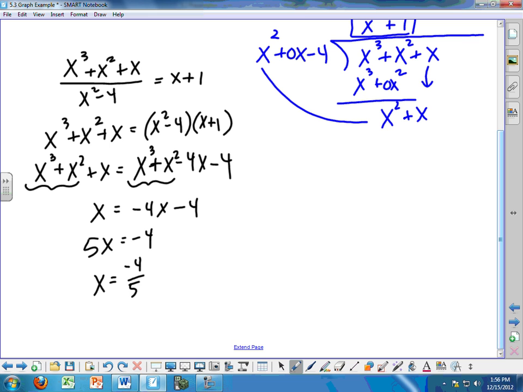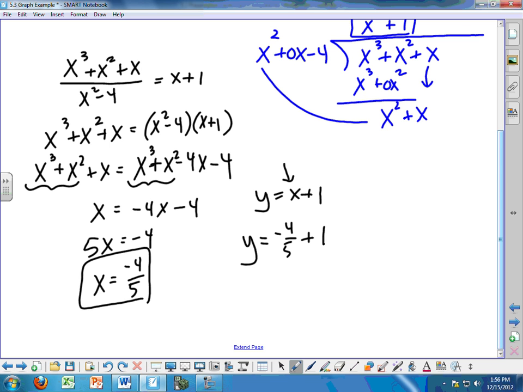Now this problem is a little trickier because once we find that, we have to take that and plug it back into the oblique asymptote, which is y equals x plus 1. So I'll take the x, which is negative 4/5, and plug it in right there. And to find the y value, negative 4/5 plus 1 is equal to positive 1/5. And so we found the x and y value. So the place where the graph crosses the oblique asymptote is the ordered pair negative 4/5, comma 1/5.